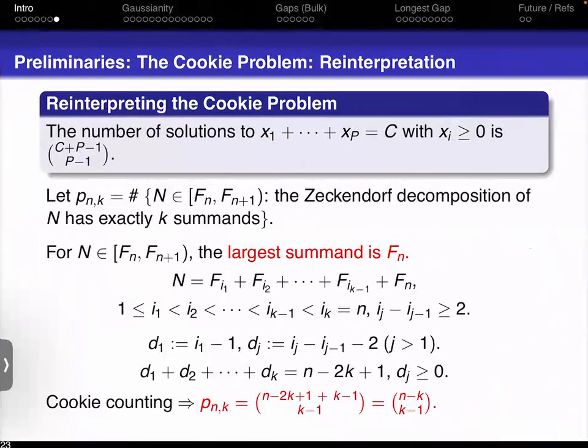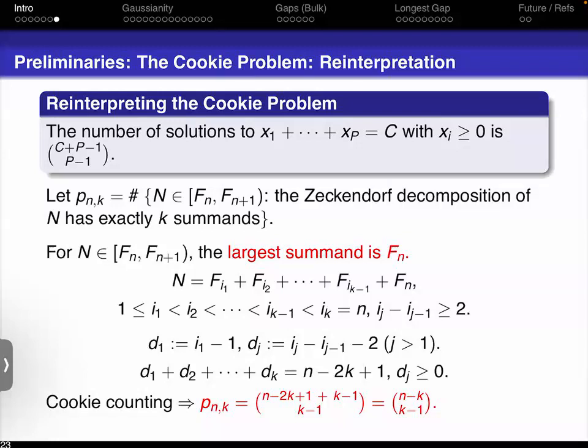n minus 2k plus 1, the number of cookies, the number of people minus 1, I have k people, choose the number of people. And when the algebra simplifies, you get n minus k choose k minus 1. So the number of integers between f_n and f_{n+1} that have exactly k summands is this. Okay, that's not so bad. We have a nice explicit formula.